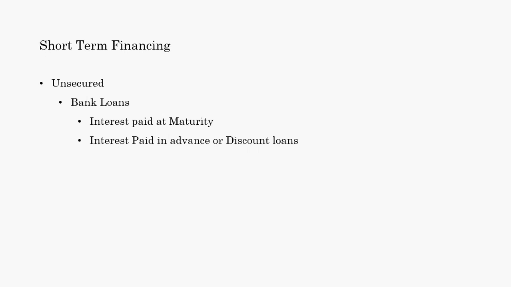Next we are looking at short-term financing. Short-term financing can be unsecured or secured. First, let's start with the unsecured short-term financing that is available. The first thing is bank loans. You can raise short-term finances through bank loans. Bank loans can come with different conditions. The conditions could be that interest is paid at maturity, or that the interest is paid in advance. When the interest is paid in advance, it is also called a discount loan.